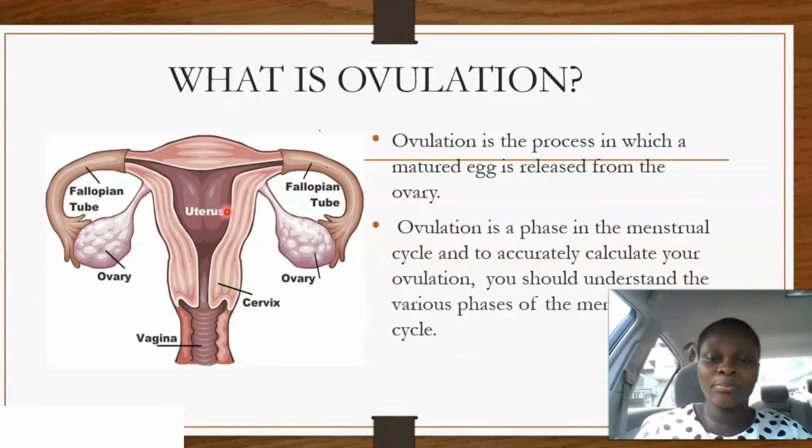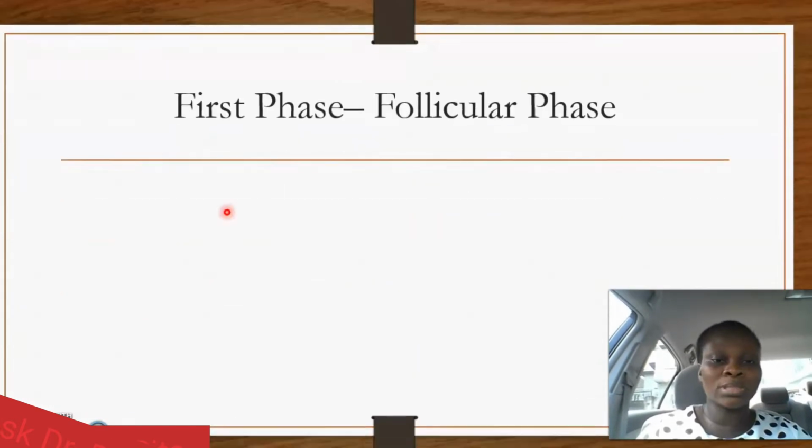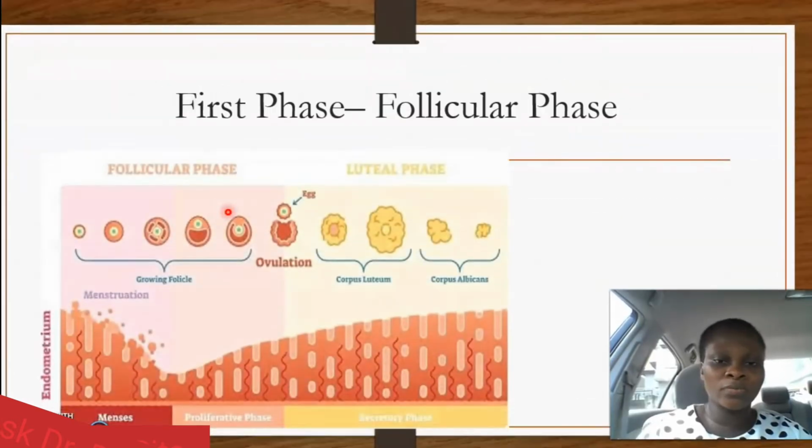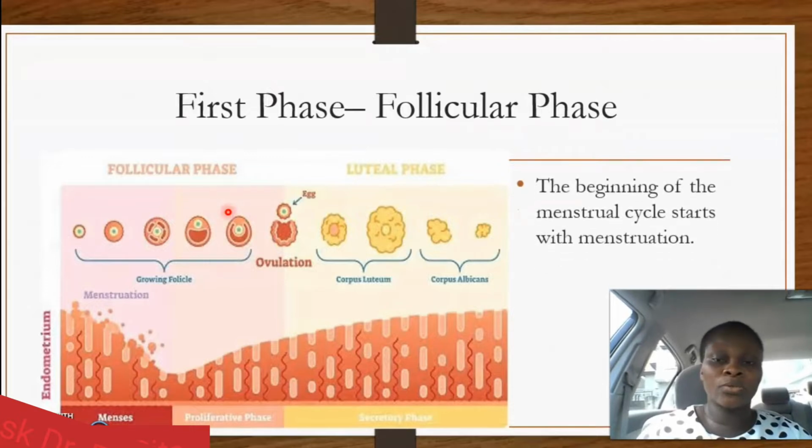Ovulation is a phase in the menstrual cycle, and to accurately calculate your ovulation, you should understand the various phases of the menstrual cycle. Now, the first phase of the menstrual cycle is the follicular phase. The beginning of each menstrual cycle starts with menstruation. So from your day 1, when you see your menses, that is the beginning of the cycle. And the first phase of this menstrual cycle is called the follicular phase.